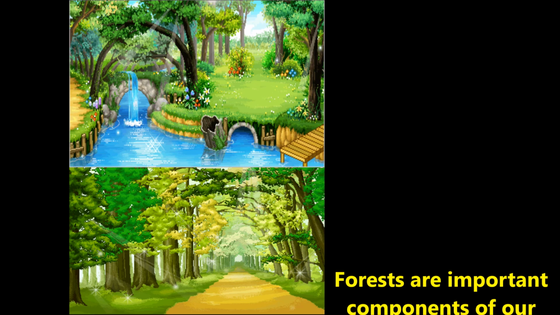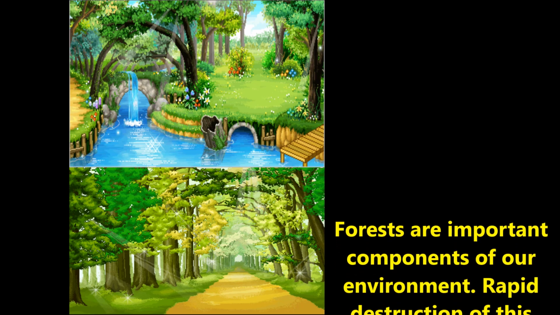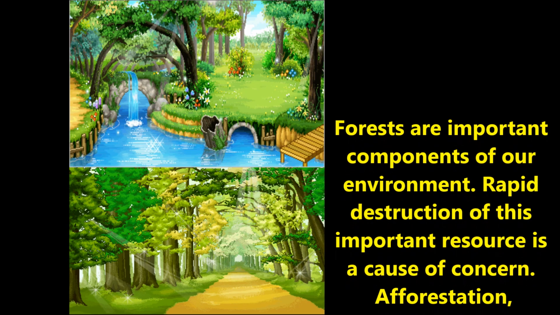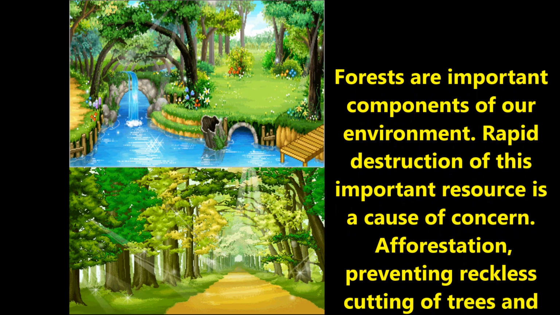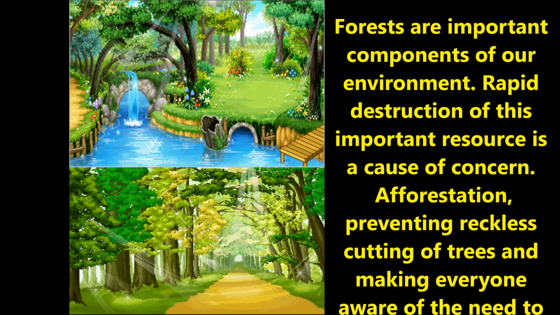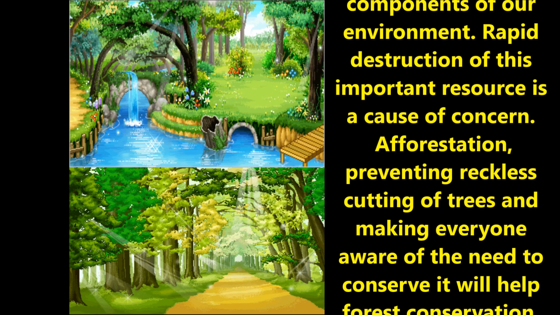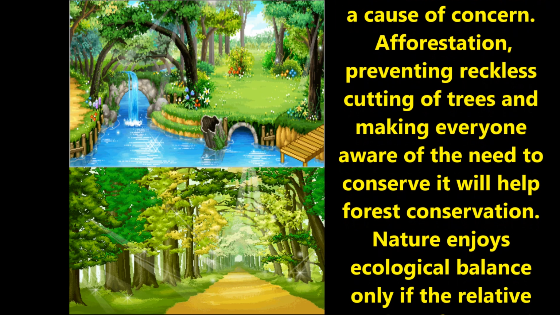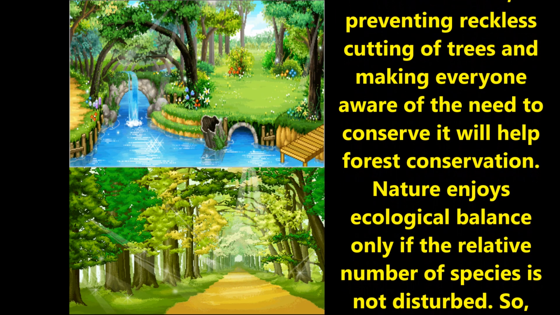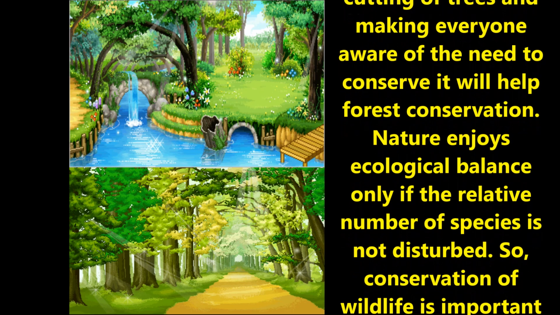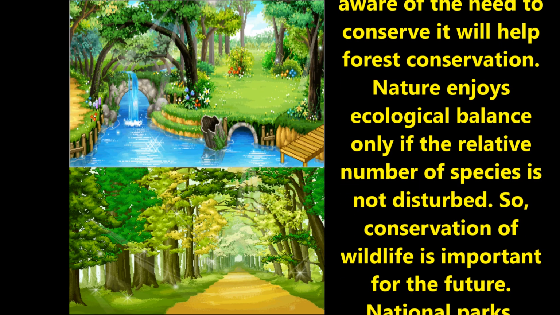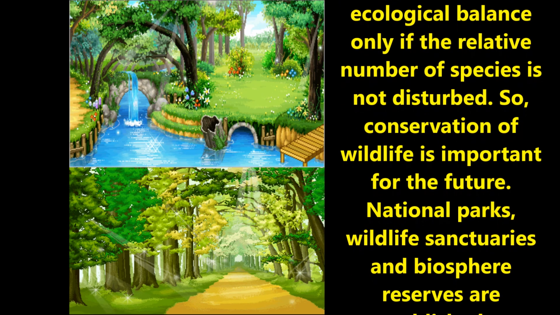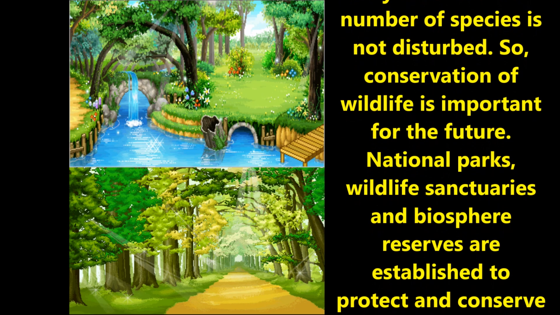And conservation of ecosystem. These are the points to be followed for the conservation of ecosystems. Forests are important components of our environment, so rapid destruction of this important resource is a cause of concern. Afforestation, preventing reckless cutting of trees and making everyone aware of the need to conserve it will help forest conservation. Nature enjoys ecological balance only if the relative number of species is not disturbed.